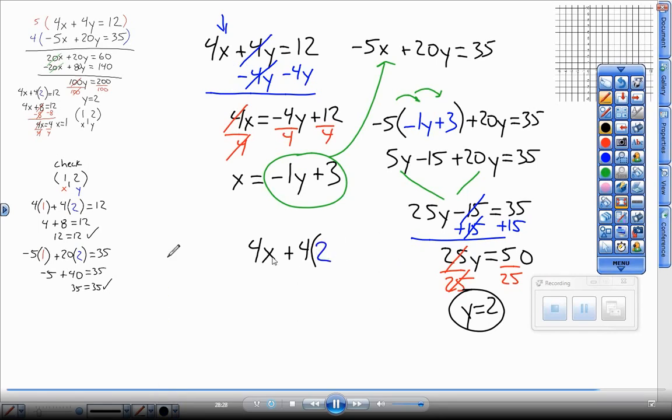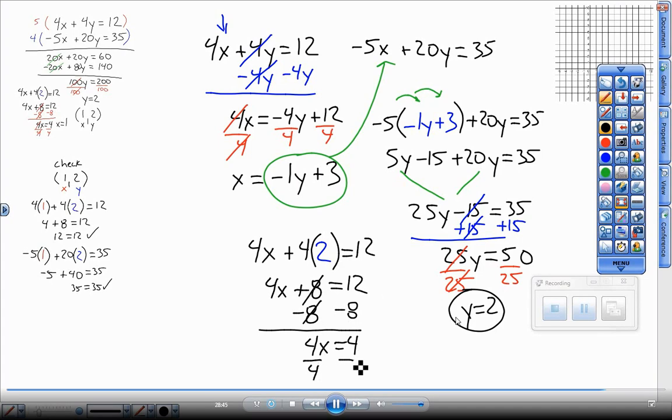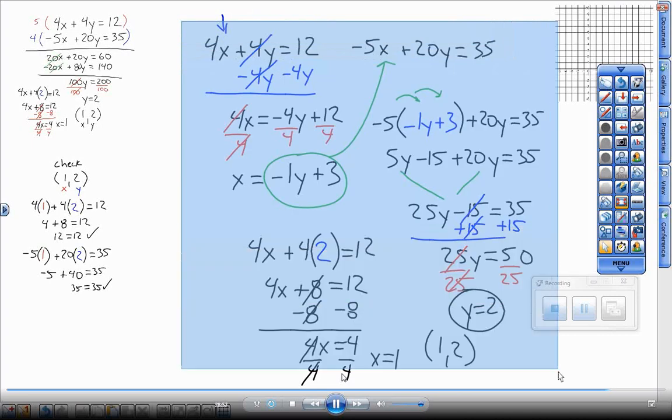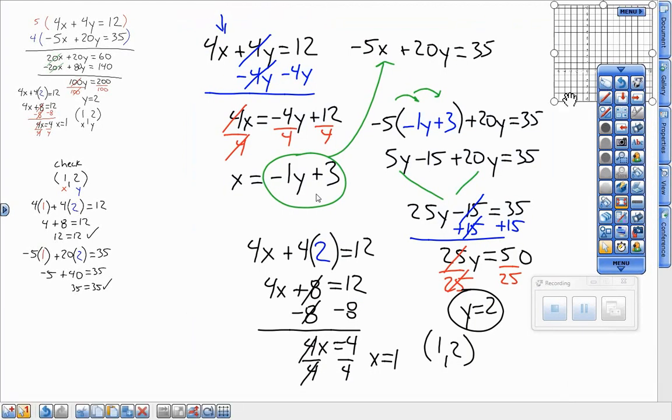So 4x plus 4 times that 2 equals 12. Gives me 4x plus 8 equals 12. Take away 8. Gives me 4x equals 4. Divide by 4 gives me x equals 1. I could have easily got that by plugging in 2 right here and timesing 2 times negative 1. Negative 2 plus 3 would have gave me x equals 1. Probably easier using that.